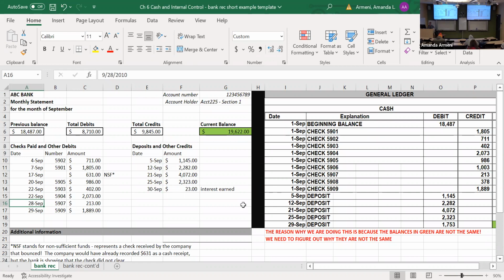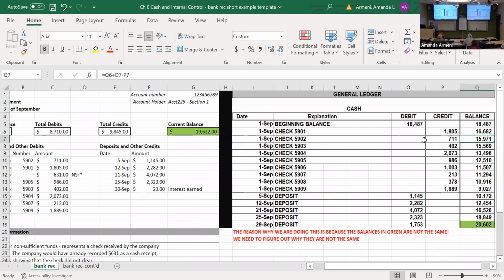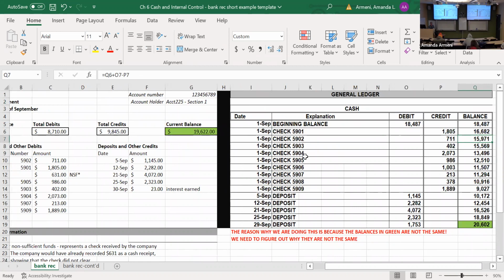But in this Excel spreadsheet, what you see on the left-hand side is our bank statement. So who are we? Well, I don't think it matters. Oh, account holder. We are Acct225, section 1. That's our company name. And this is the bank statement that we just received for the month of September. And then on the right-hand side is our ledger. Here is every entry that we made to cash throughout the month of September.